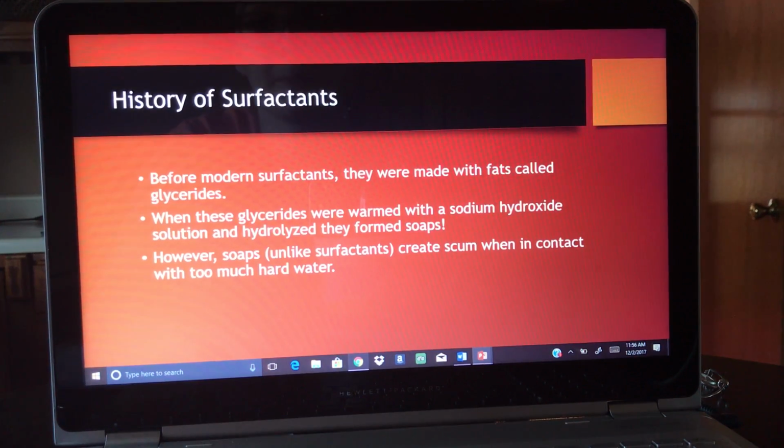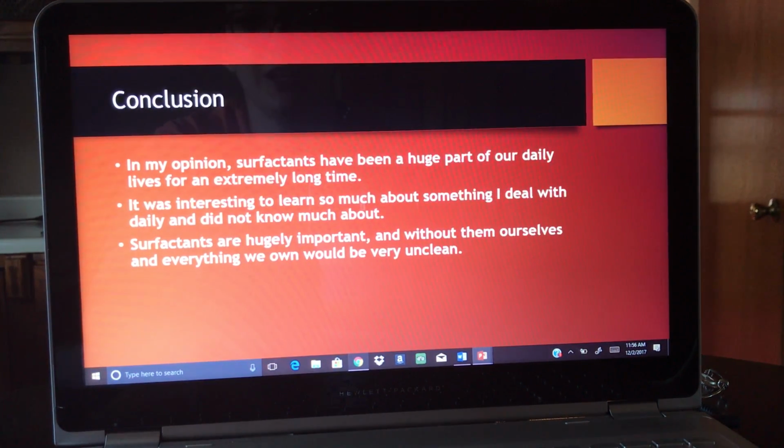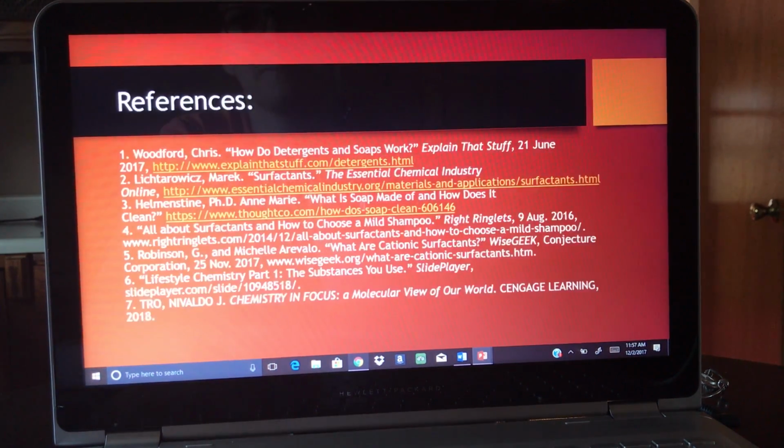In conclusion, surfactants have been a huge part of our daily lives for basically forever, and it was really interesting to learn so much about something that I deal with literally every day. And to start out with, I just thought it was simply soap, so it was cool to learn so much more about it. Surfactants are very important, and without them, we would be very unclean, and so would everything else around us if we were not able to clean anything.